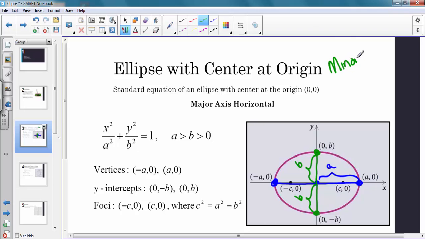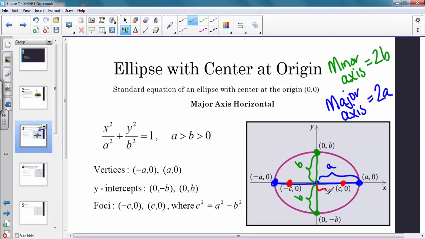So the minor axis equals 2b, and the major axis, from the center to each vertex is also a, so the major axis is going to equal 2a. Then we have the foci located here and here. The distance from the center to the foci is represented by the letter c. And you can find c by this equation: c squared equals a squared minus b squared.